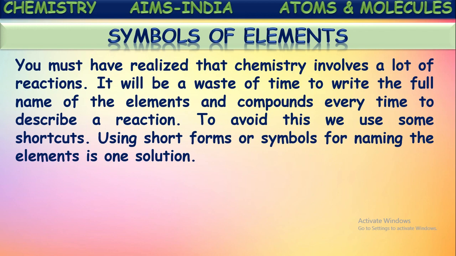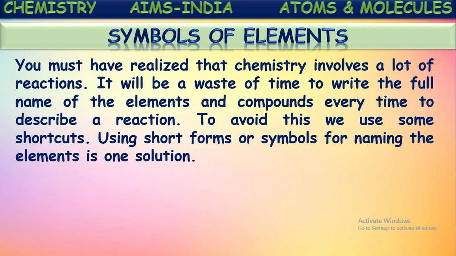For example, take the chemical reaction of the decomposition of calcium carbonate. What happens there? CaCO3, calcium carbonate, decomposes on heating to produce calcium oxide and carbon dioxide. This is a chemical reaction, and it can be represented simply by using some shortcut methods. Instead of giving so many lengthy words, which becomes lengthy and time-wasting, to avoid this we use some shortcuts.